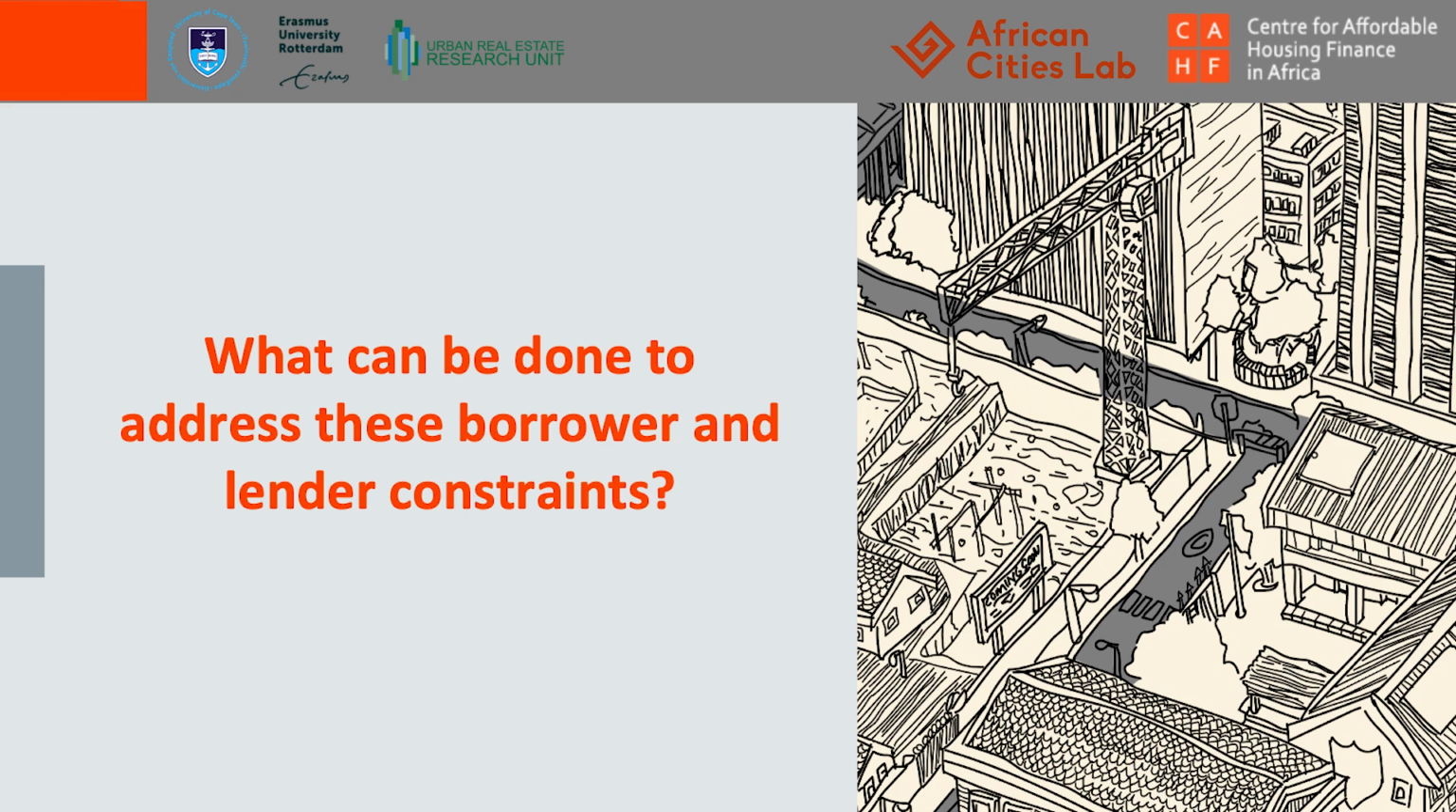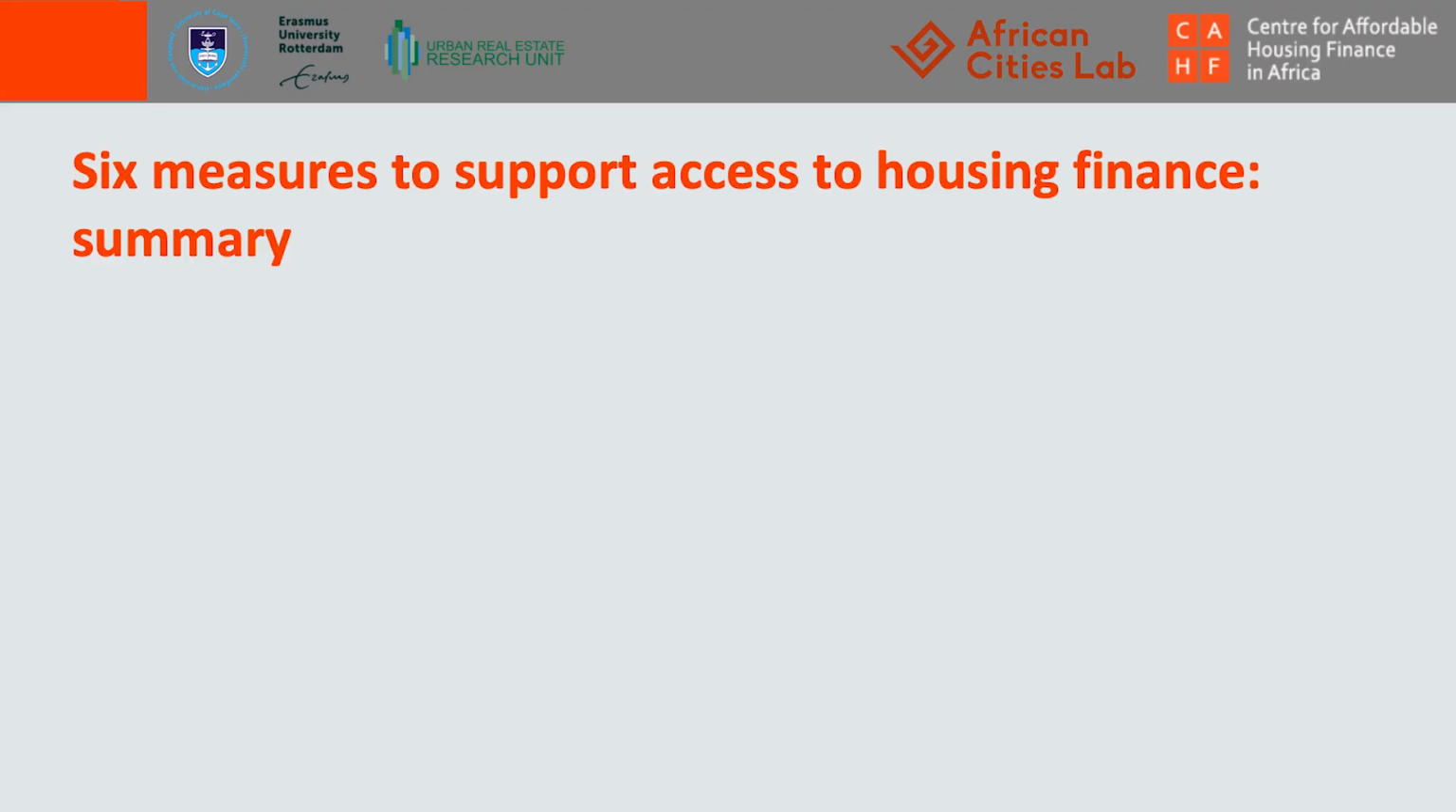In part two, we will discuss what can be done to address these borrower and lender constraints to make housing finance accessible to low-income households. I will draw on lessons learned from countries that have successfully moved down market. I will talk about 6 key measures.